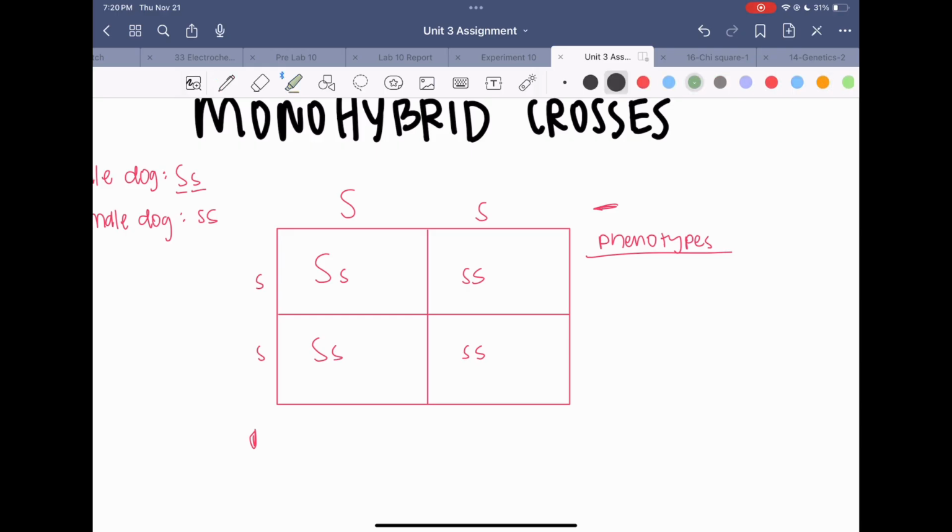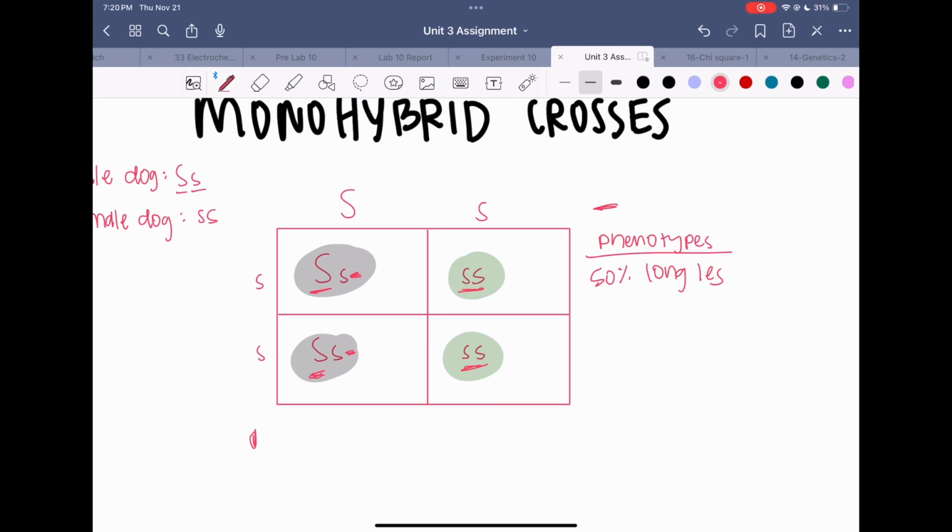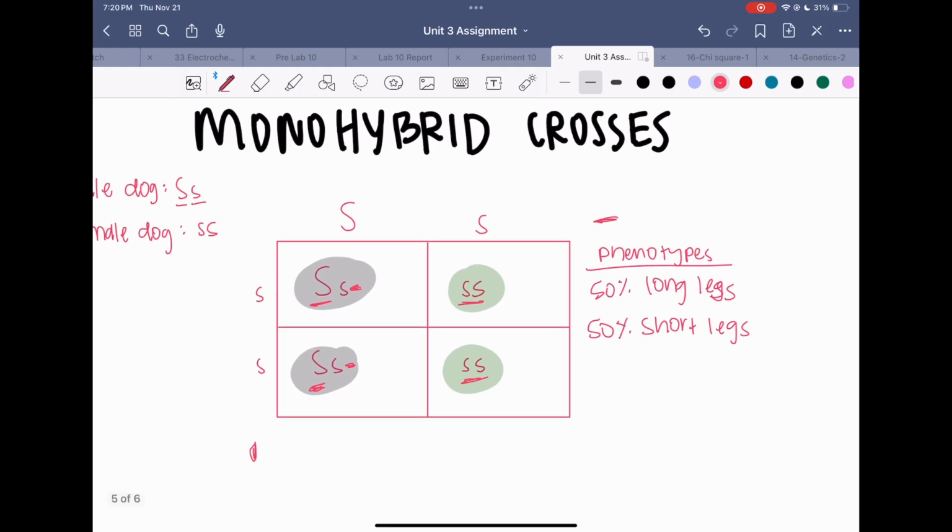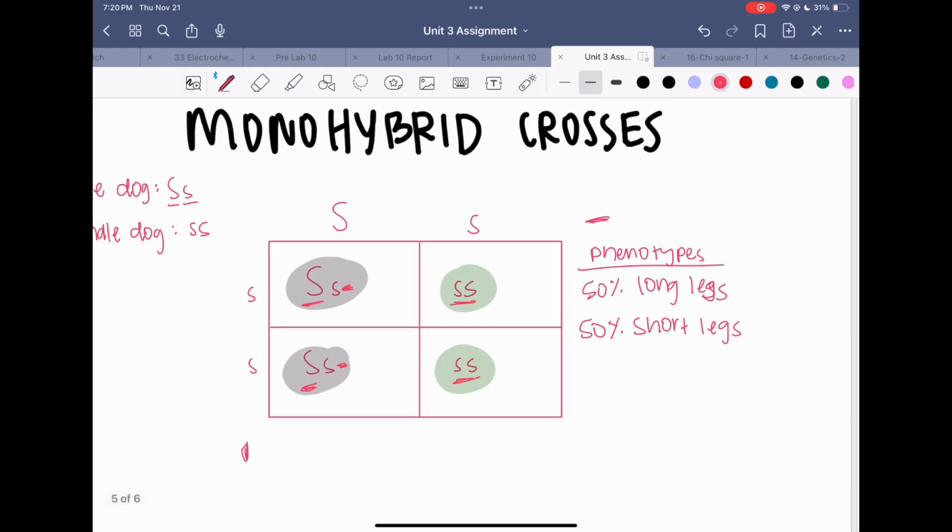So as you can see here, 50% of our offspring is going to have long legs because they both have the recessive gene. And 50% of our offspring is going to have short legs because they have the dominant gene. So it doesn't matter that they have the recessive, the dominant always takes over the recessive. So that's how you do the monohybrid. That just means we're looking at one specific trait.